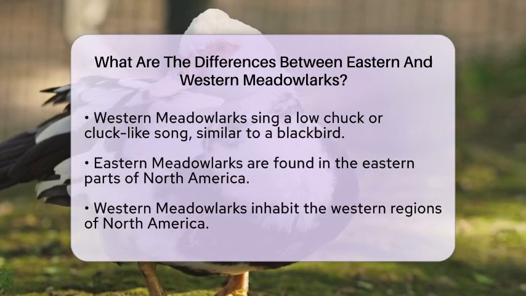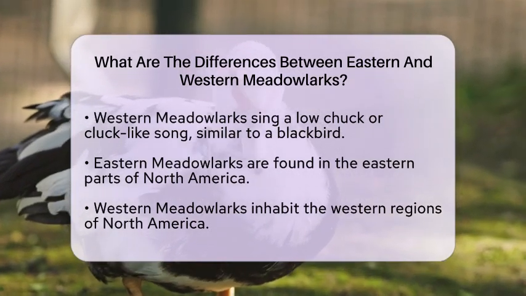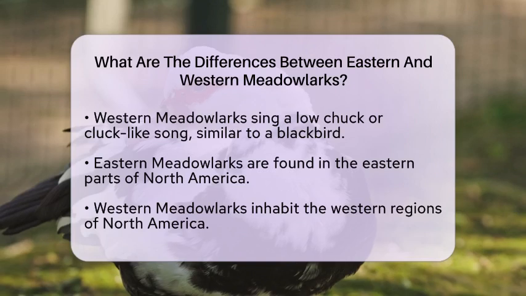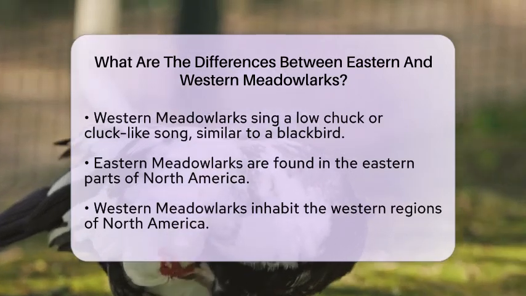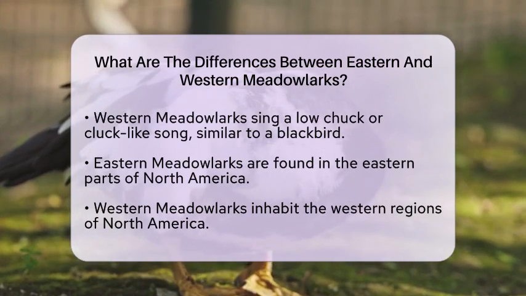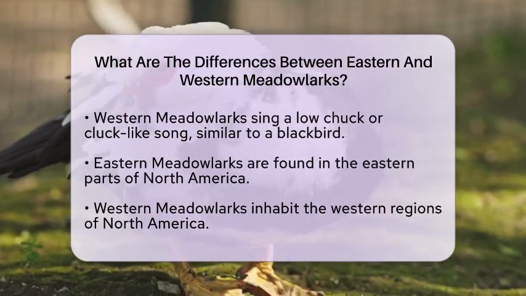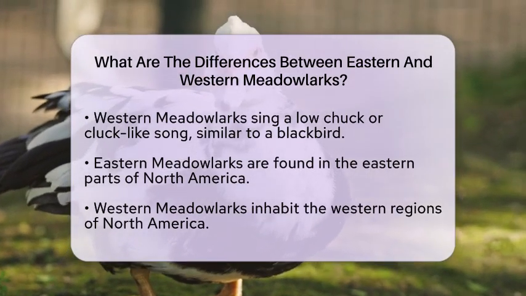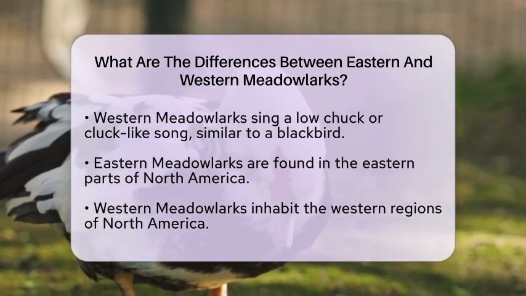When it comes to their habitats, both species thrive in grasslands, but their ranges differ. Eastern meadowlarks are primarily found in the eastern parts of North America, while Western meadowlarks inhabit the western regions. This geographical separation can be a helpful clue when you are trying to identify them based on location.